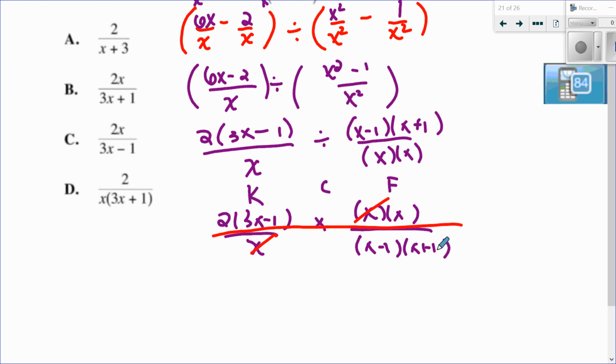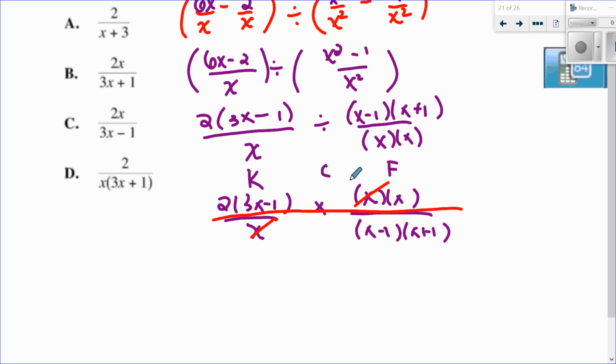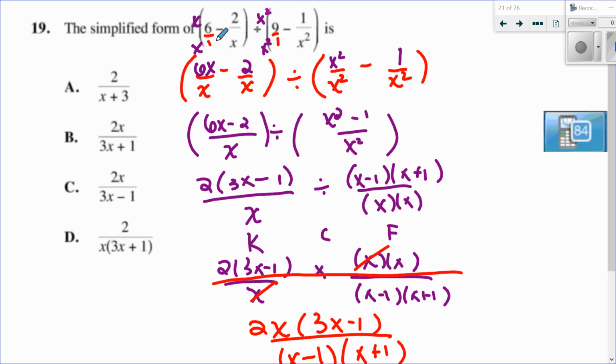Okay, so let me just look back up here. I feel like I've made a mistake. 3x minus 1. I was really hoping that 3x minus 1 would cancel. But it's not going to cancel. That's okay. So I have 2x times 3x minus 1 all over x minus 1, x plus 1. Okay, let's look at this. This is not feeling right. I feel like I've made a mistake. Let me just go back up here.